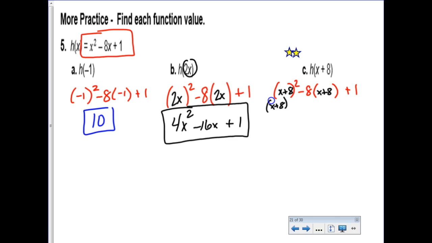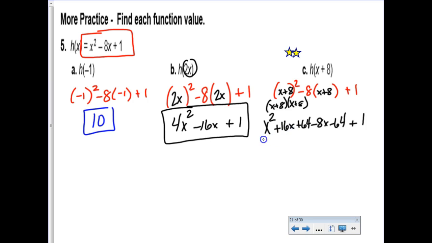This is x plus 8 times x plus 8, which is x squared plus 16x plus 64. And then keep going because you have the whole rest of this expression. So we have negative 8x and then a minus 64. And then you still have that plus 1 off to the side. So not a math teacher on the planet who'd be happy with that answer, guys.